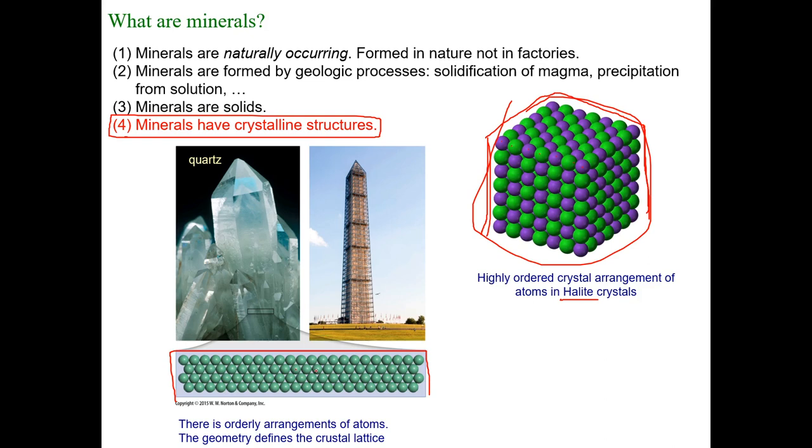There's a question on the back of your sheet, I think, that shows you different atomic arrangements. The one that is a mineral is the one that's highly ordered, and the one that is not a mineral is more disordered.